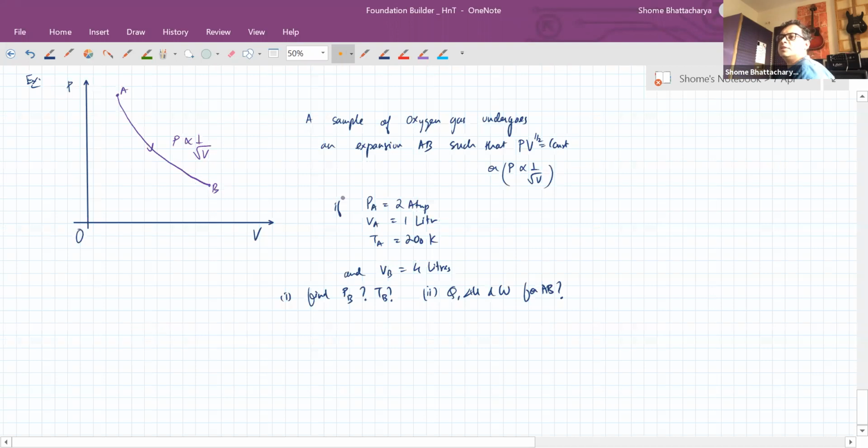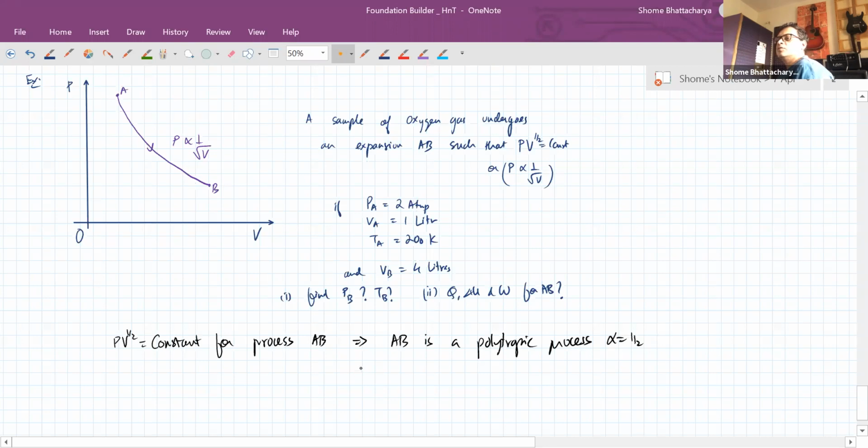So we'll see the formula based method, which is the easiest method. PV to the power half is constant for process AB. It means that AB is a polytropic process with a polytropic exponent as half.